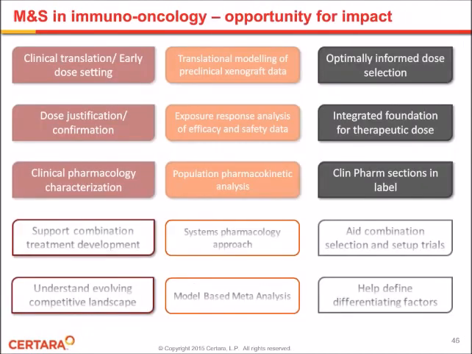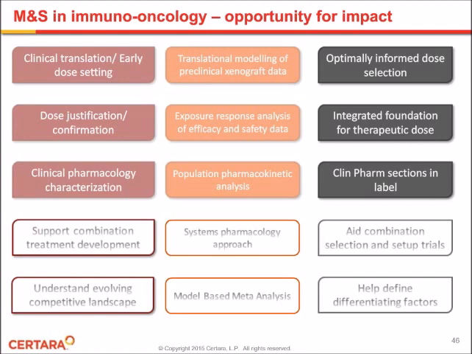All right, that was my final example, and brings me to the summary of my presentation. I think I've shown you there is an opportunity for impact for modeling and simulation in the area of immuno-oncology. I've shown the examples of the early dose setting, where through our translational work we have been able to inform, especially the lower end of dose selection. Finally, towards the end of development, which was just 1 year later, justification of the dose, really providing an integrated foundation, looking at efficacy and safety for the therapeutic dose. The support of the clin pharm sections in the label through population PK.